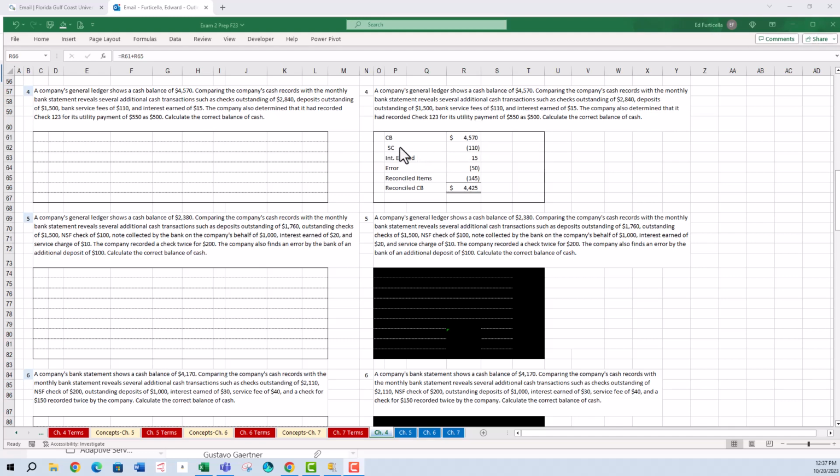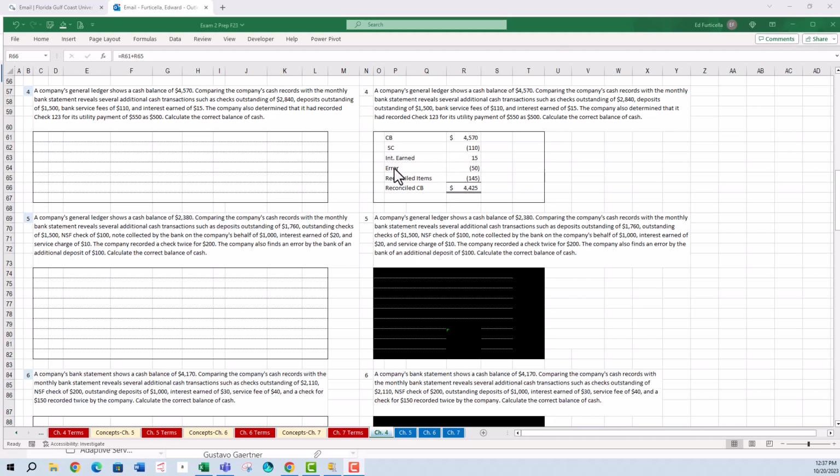Now adjustments have to be made. The first adjustment that has to be made is for the service charge fee from the bank. We have to reduce our cash balance by $110 because the bank has charged us for service. We've also earned interest during the period of $15. So the bank has already given us this interest. We need to record it.